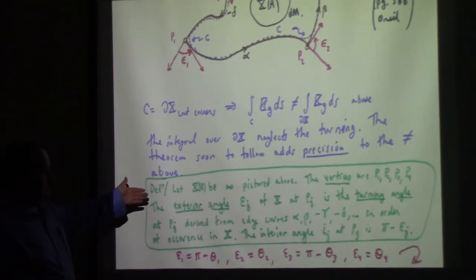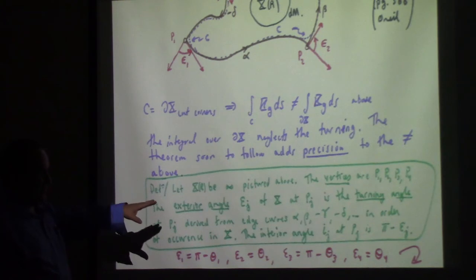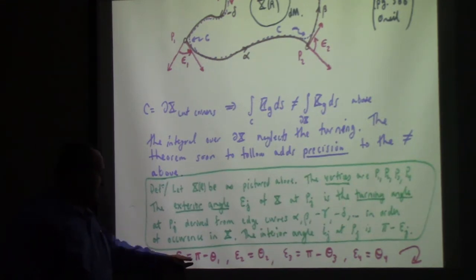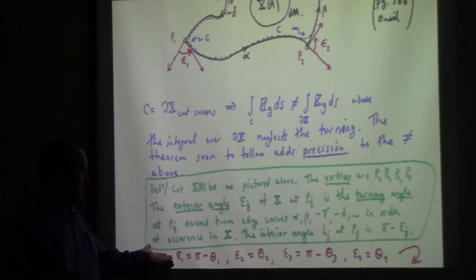So, definition: let X R be pictured as above, with vertices P1 through P4 as pictured above. The exterior angle epsilon j of X at Pj is the turning angle at Pj derived from the edge curves alpha, beta, minus gamma, minus delta, in the order of occurrence in X. The interior angle is pi minus epsilon j. So the exterior angle and the interior angles are related by these formulas here.